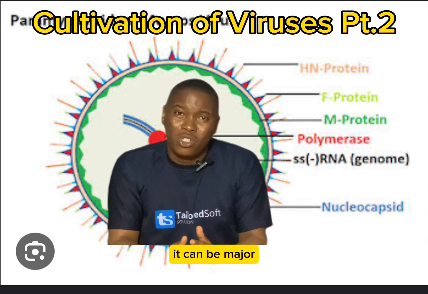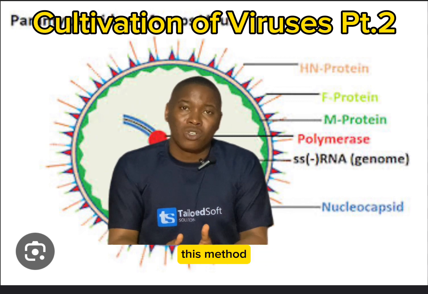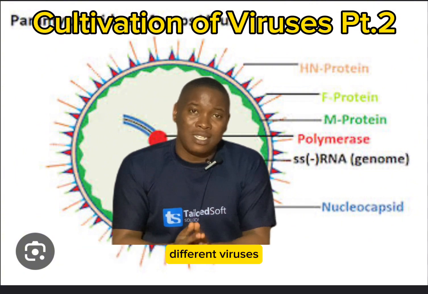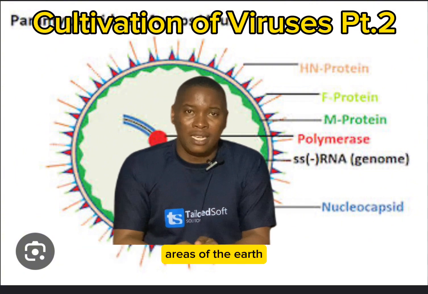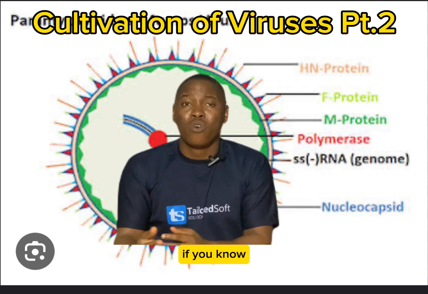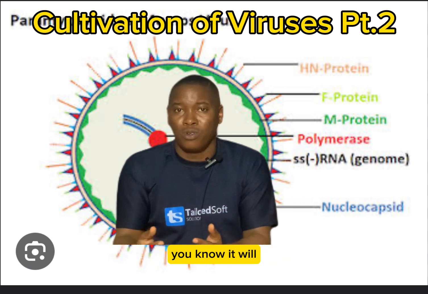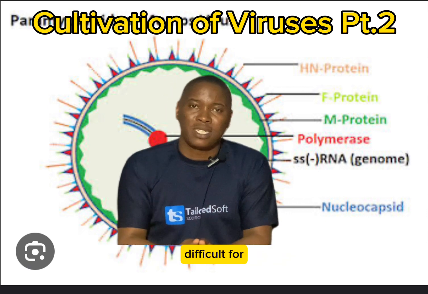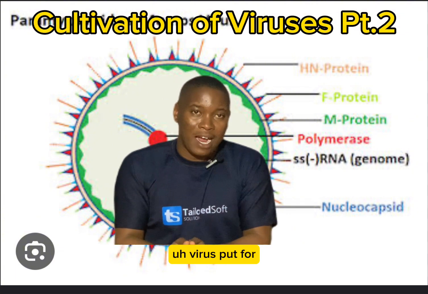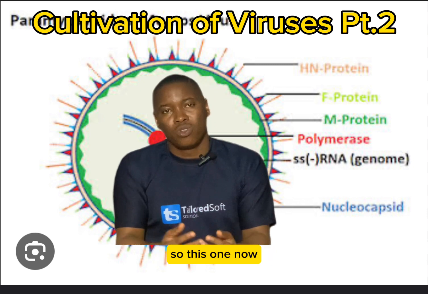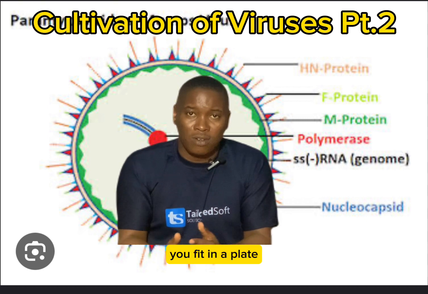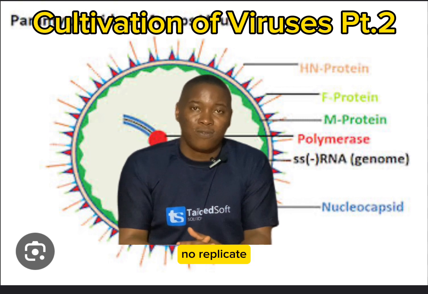Now, what is the major disadvantage of using this method to cultivate viruses? The major disadvantage of this method is that different viruses grow in different areas of the egg in different ways. Meaning that sometimes if you take a particular virus and put it on one side, it may not grow on that side, it will not reproduce very well. So sometimes it is difficult for scientists to know the exact area where they will inoculate the virus inside the chick egg. So this is a very big disadvantage, because if you do not know the particular area, you may inoculate one area and the virus will not replicate in that area.